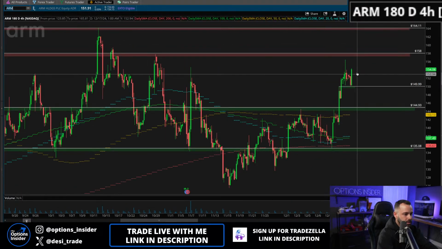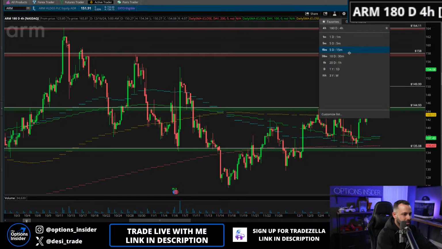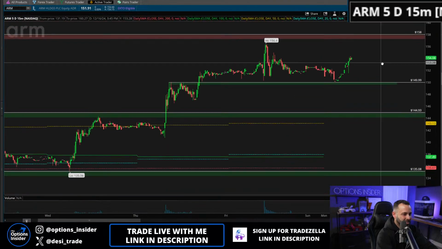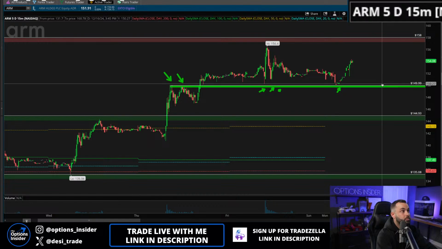ARM is the last semiconductor we're going to talk about. Holy shit, did that hold 150? Oh, my God. ARM is the last one I'm going to talk about. You guys can see right here, look how beautiful that previous double top high at 150 is. Look how well it held on Friday, and look at the hold here in the pre-market. 150 is a nice level right there.